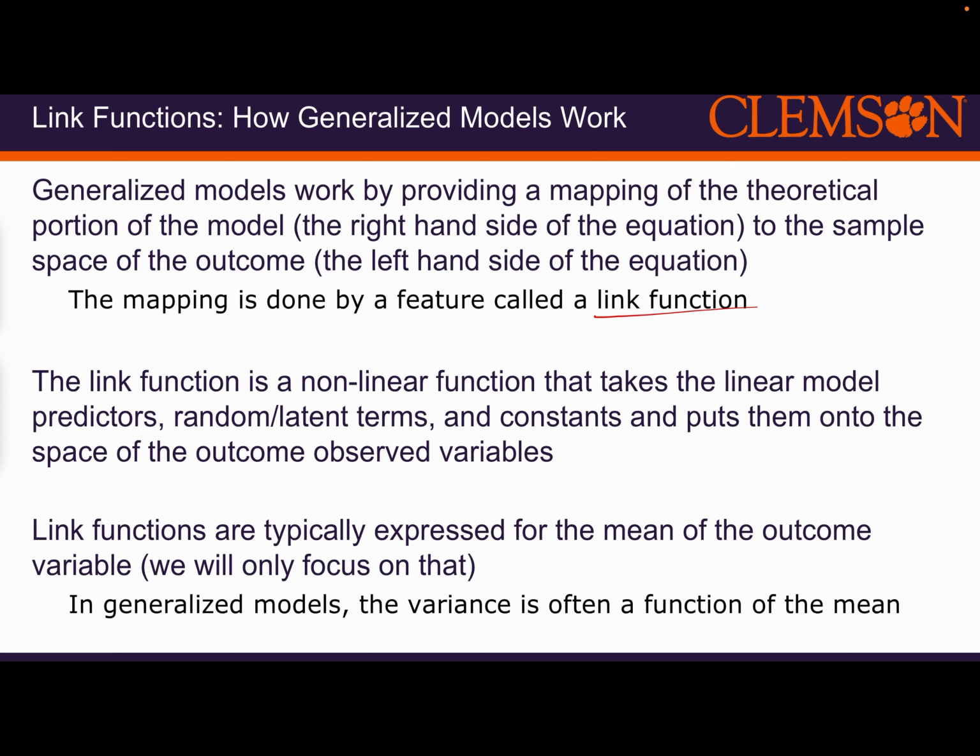This link function is a nonlinear function that takes the linear model predictors and all the random and latent terms and constants and puts them onto the space of the mean of the outcome of the variables, right? It's really the mean in this case because we're transforming the mean. Link functions are typically expressed for the mean of the outcome, and we're only going to focus on that. But I mentioned before, you can do the variance. Heck, you can do almost any type of version of a parameter and do the same work for it.